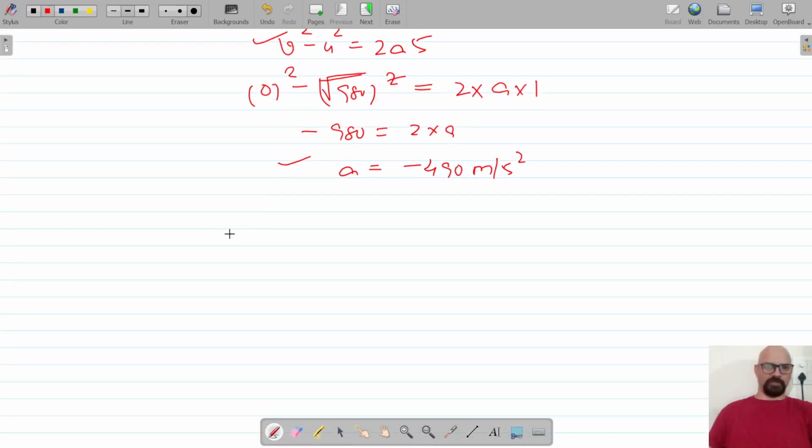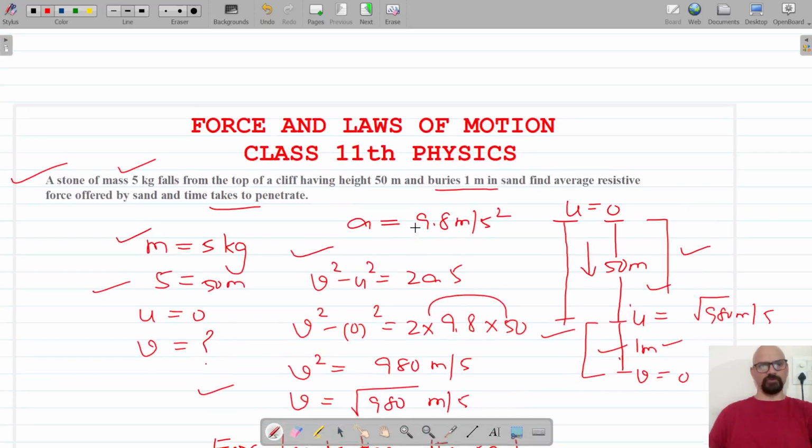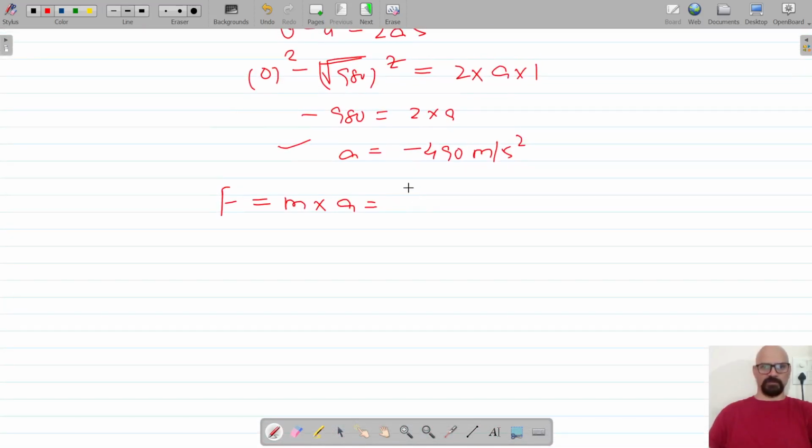Now let's calculate the resistive force. The resistive force offered by the sand would be mass into acceleration. The mass of the stone is 5 kg. So this is 5 into minus 490 Newton, which is negative 2450 Newton.